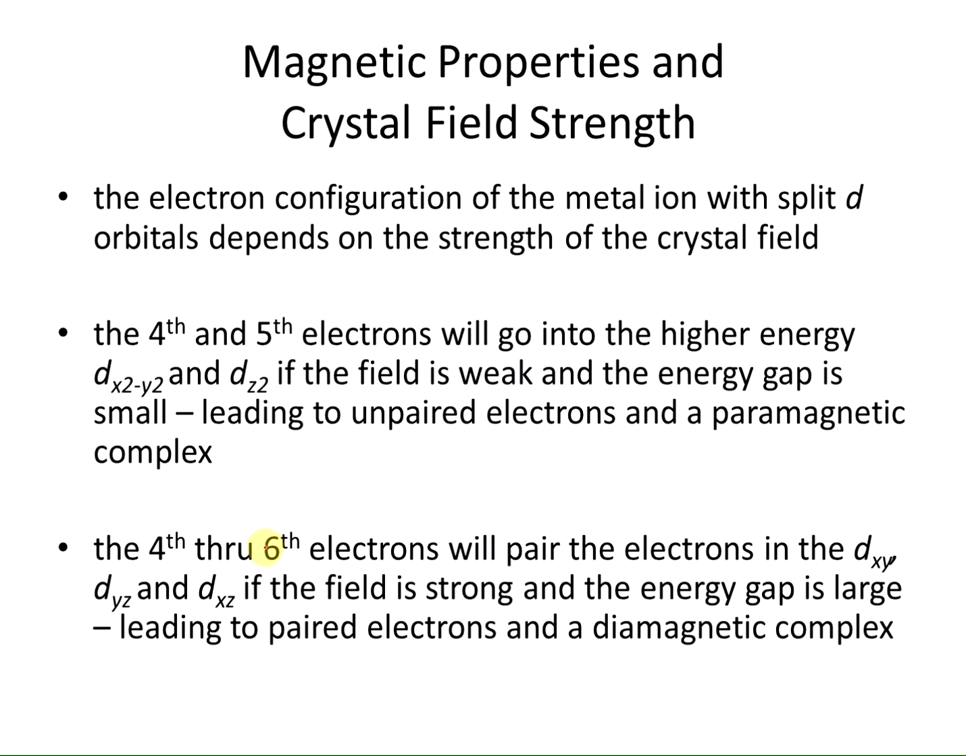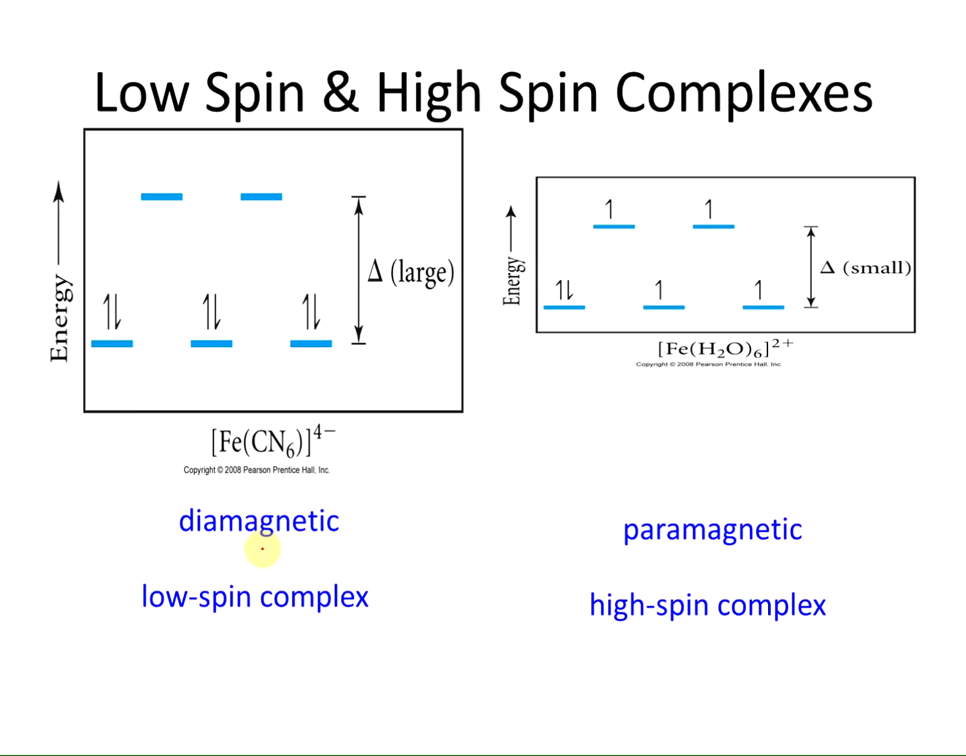So this may be a bit confusing. What does this actually mean? So let's look at this in a little bit different form. Here we have an iron cyanide complex and an iron water complex. So the water, remember, is a weak field ligand, so weak field ligands don't split the orbitals as much. The cyanide is a strong field ligand, so we have a larger splitting of the d orbitals.